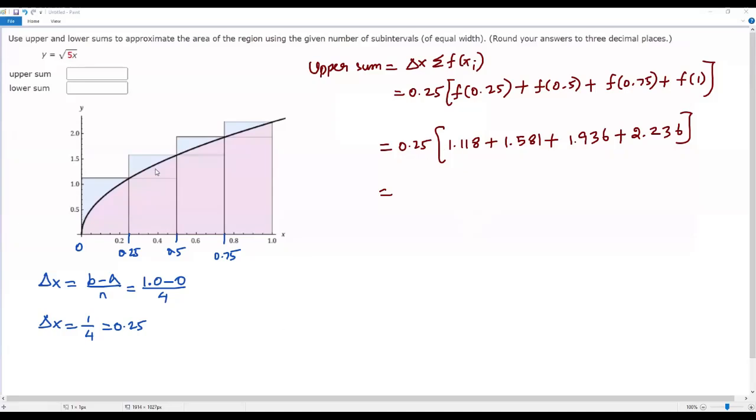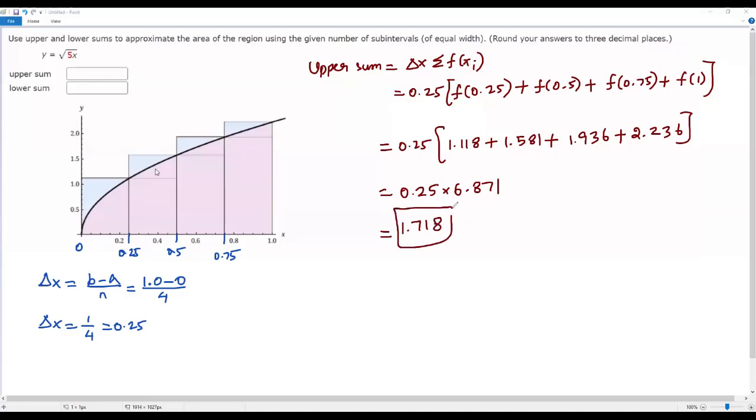Now I have to add all these values and multiply by 0.25. When I add all these values, I'm getting 6.871. Let me write this 0.25 first, then 6.871. When I multiply them, I'm getting 1.71775. When I round this value to 3 decimal places, it becomes 1.718.